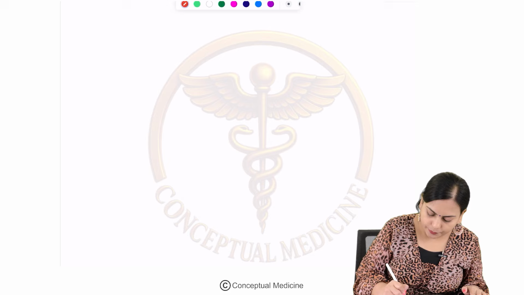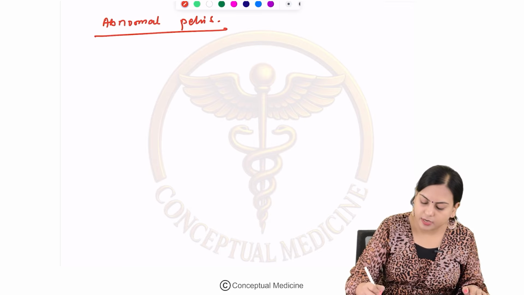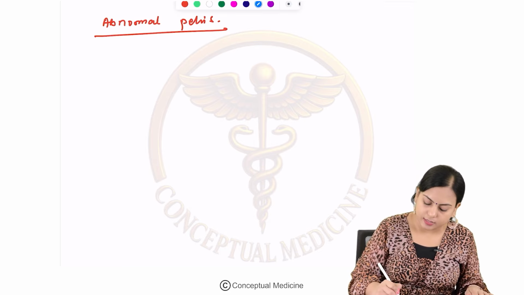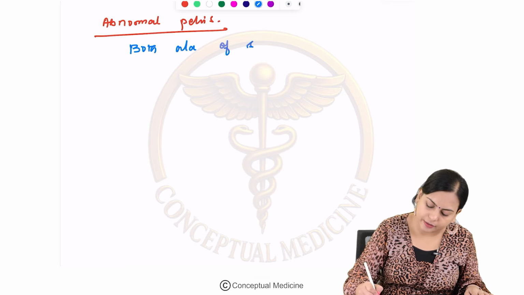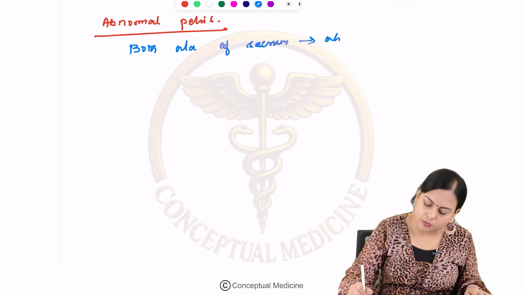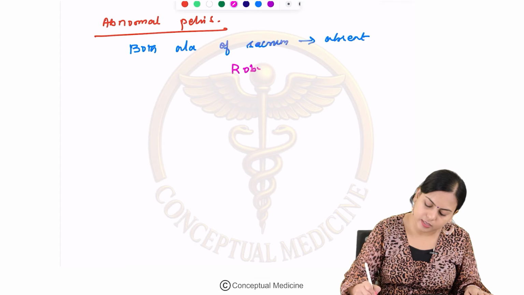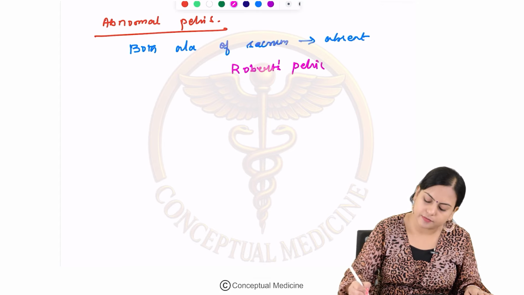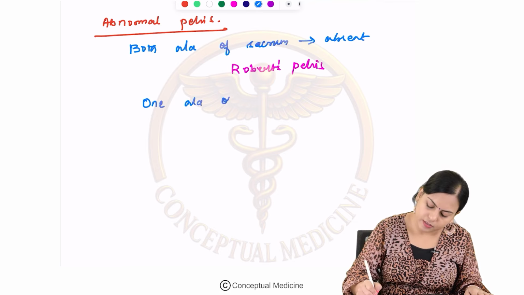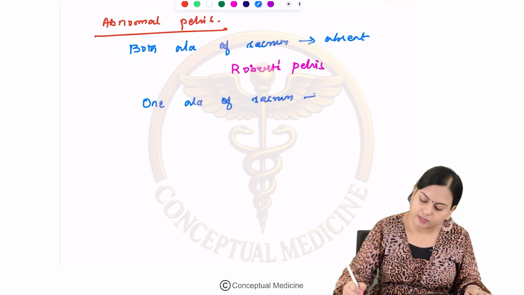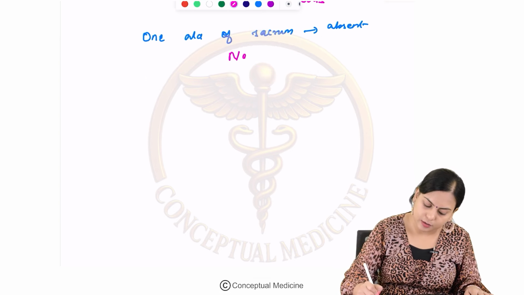There can be chances of abnormal pelvis also. Due to developmental causes, there can be absence of both ala of the sacrum. Okay. So, both ala of sacrum absent. What will it be called? Yes, very good. It is Robert's pelvis. And when only one ala of the sacrum is absent, then it is known as Naegele's pelvis.